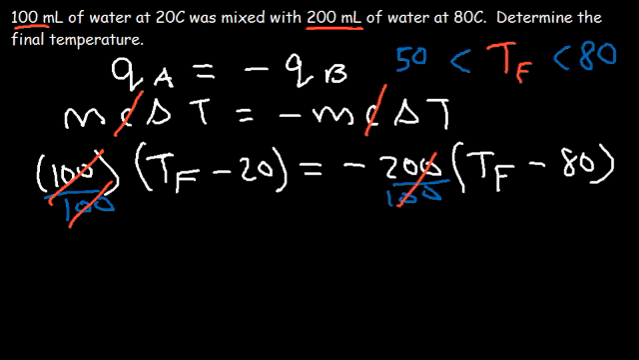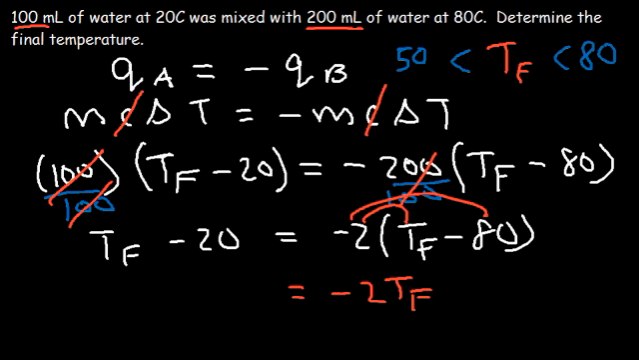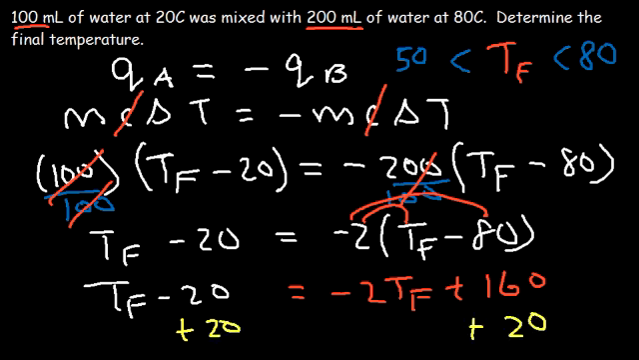So on the left side, we can now open the parentheses since we have a 1 in front. So it's T final minus 20 is equal to negative 2 times T final minus 80. So let's distribute the negative 2. This is going to be negative 2 T_F, and then negative 2 times negative 80 is positive 160. So what we're going to do now, we're going to add 20 to both sides, and at the same time we're going to add 2 T_F to both sides as well.